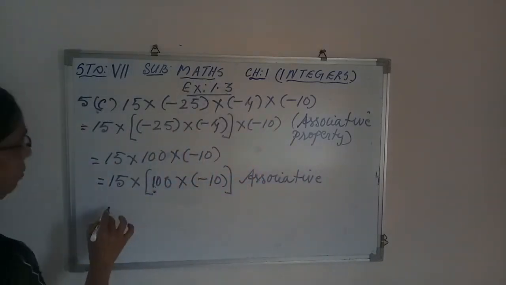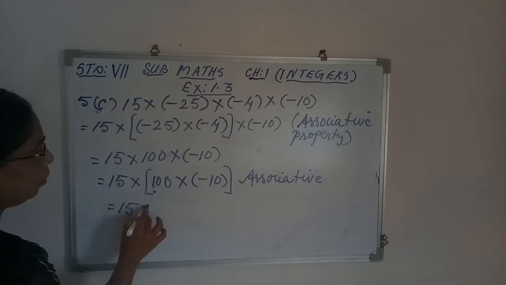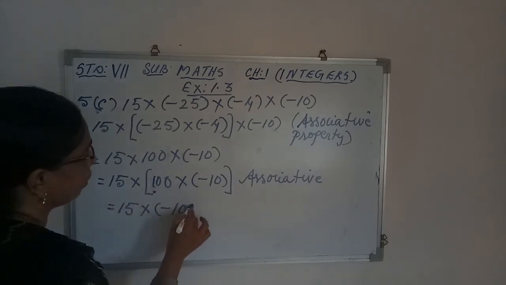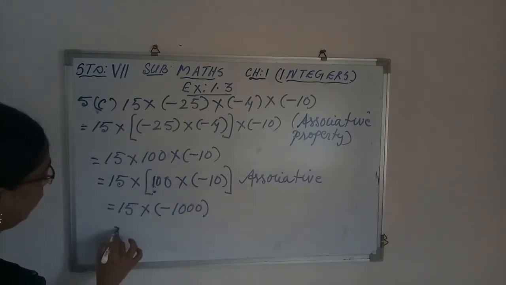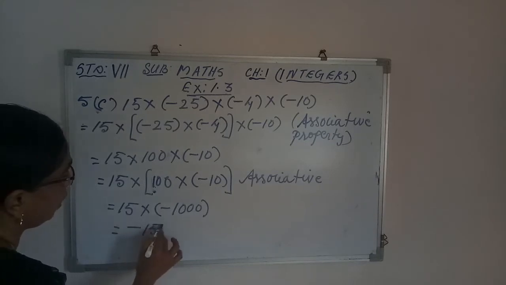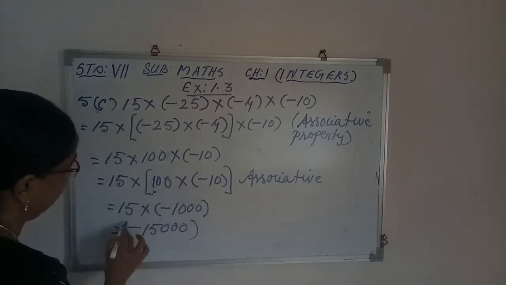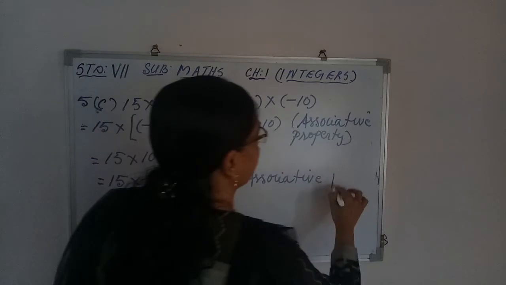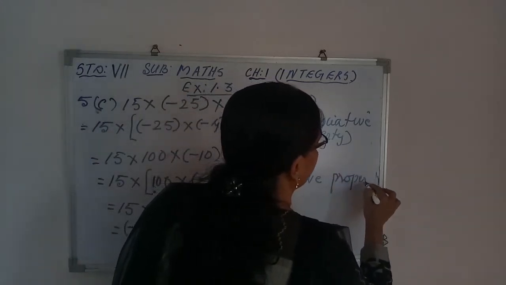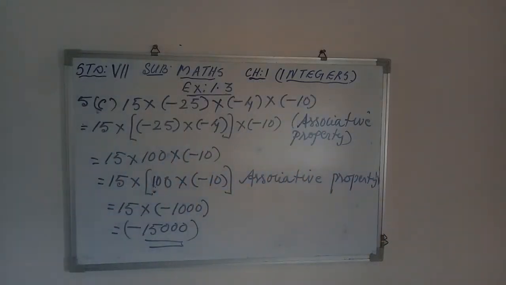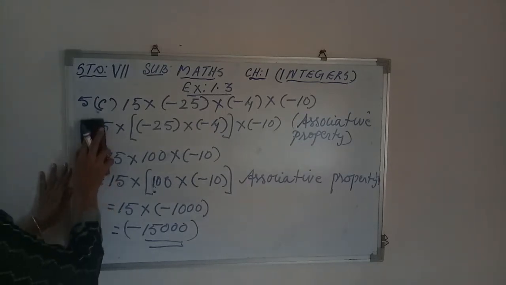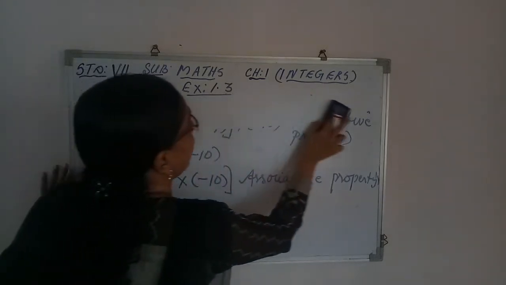Associative property, that's equal to 15 into minus 1000. Answer you will get minus 15,000. That is the answer. Is that clear? Now, question D. Minus 41 into 102. Question D.